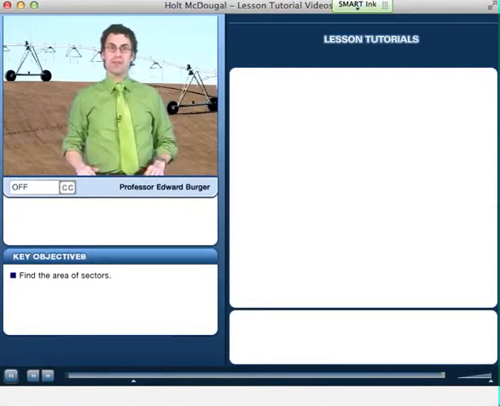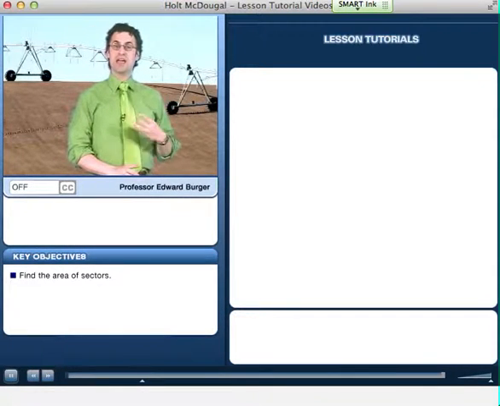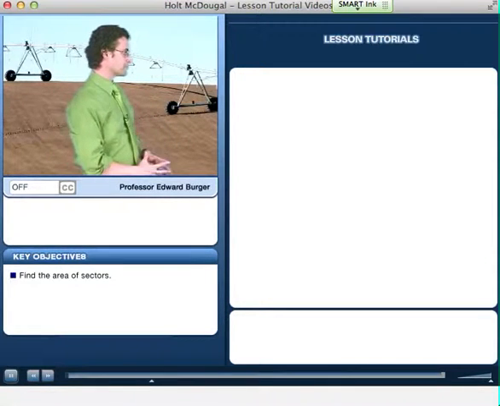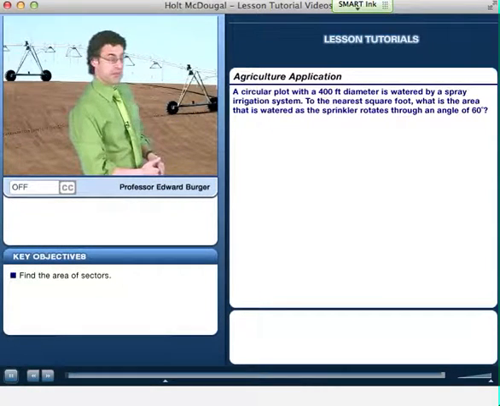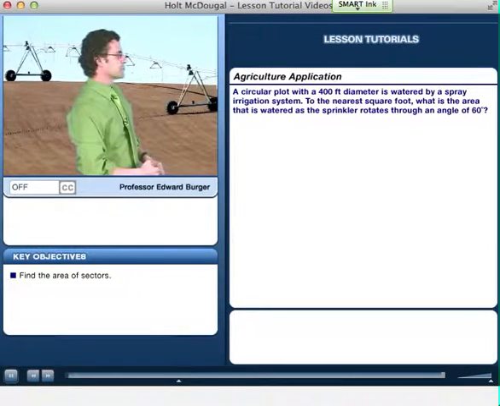Here's an actual application where we can use some of the ideas we've been thinking about in terms of finding areas of sectors and put it to good use in the farmland. So a circular plot with a 400-foot diameter is watered by a spray irrigation system. That's what I'm describing. The question is, to the nearest square foot, let's find the area that is watered as the sprinkler rotates through an angle of 60 degrees.